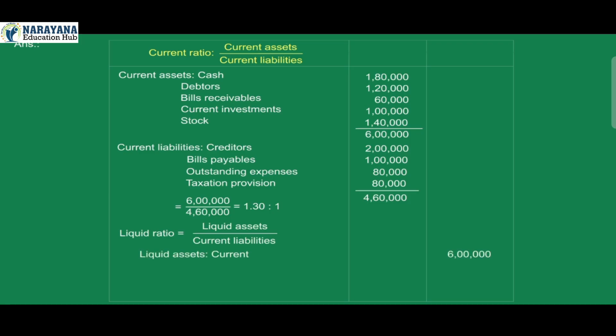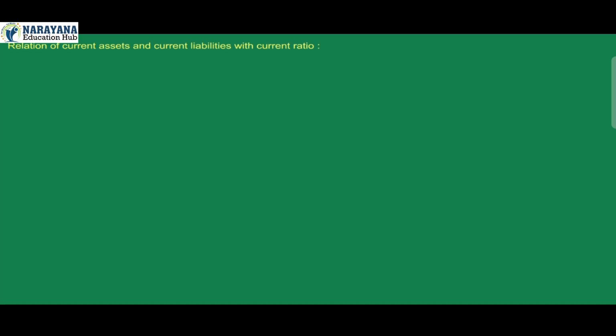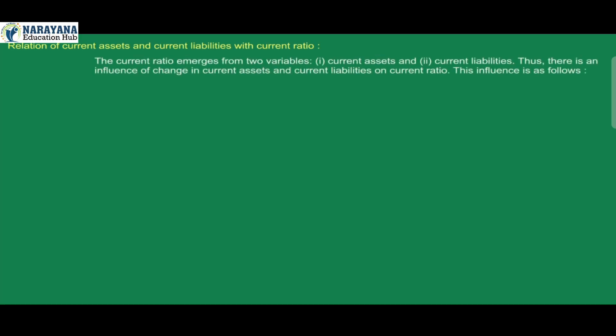Liquid assets: current assets 6 lakh less stock 1,40,000 is 4,60,000. So 4,60,000 divided by 4,60,000 is 1:1. Relation of current assets and current liabilities with current ratio. The current ratio emerges from two variables: 1. Current assets and 2. Current liabilities. Thus, there is an influence of change in current assets and current liabilities on current ratio. This influence is as follows.